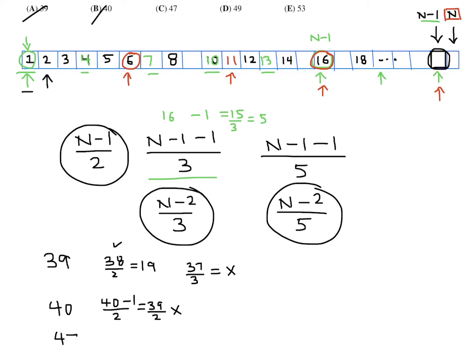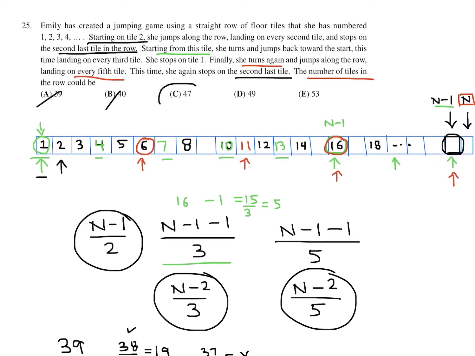How about 47? N minus 1 divided by 2 would be 46 divided by 2, which is 23, so that one is divisible. How about our next condition, n minus 2 divided by 3? That would be 45 divided by 3, which is 15, so that's fine. And our final condition, n minus 2 over 5, will give you 45 divided by 5, which is 9. So that works also. So 47 satisfies our three conditions, and therefore that is the answer to number 25, C.